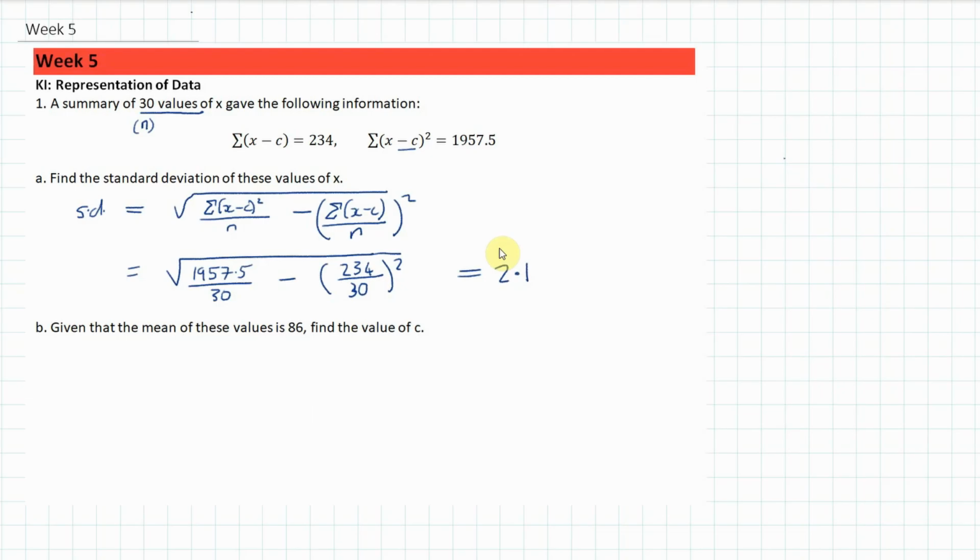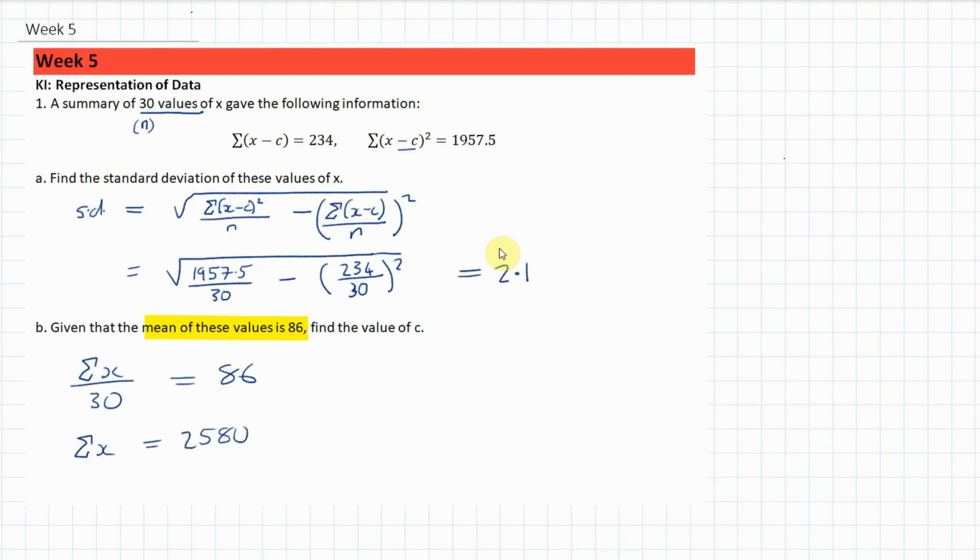Given that the mean of these values is 86, find the value of c. So what we've got to do is take, so the mean is represented by the sum of x over the number of items of data, and that's equal to 86. So that we know that the sum of x, therefore, should be equal to 86 times 30, which gives us 2,580.